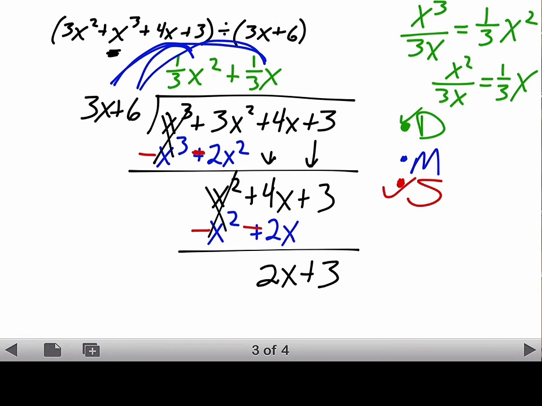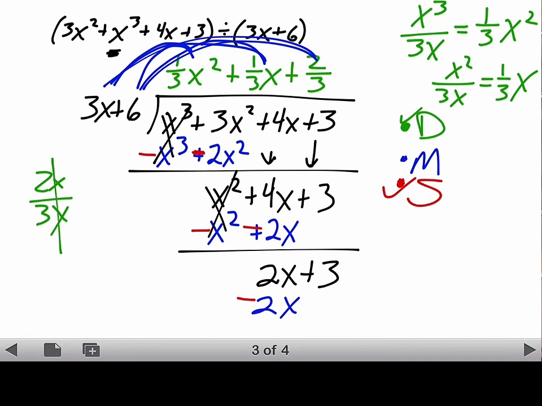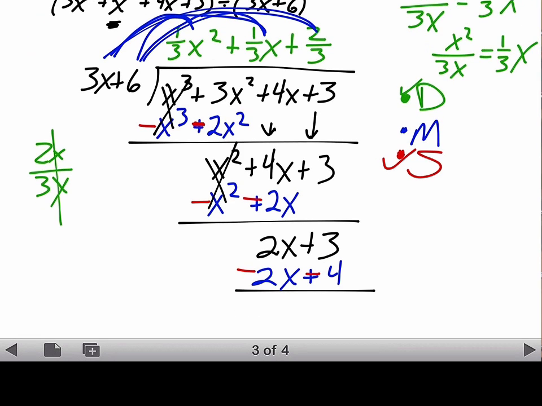We can do this all again. So, divide. First term into the first term. That's going to look like 2x divided by 3x. x's divide out. I have positive 2/3. For multiplying, we break out the rainbows. 2/3 of 3x is 2x. Change that sign. 2/3 of 6 is 4. Change that sign. And we have 2x plus 3 minus 2x minus 4. 2x's are going to go away. We're left with negative 1. Now how am I going to write this?